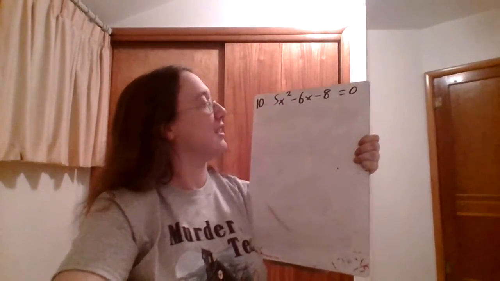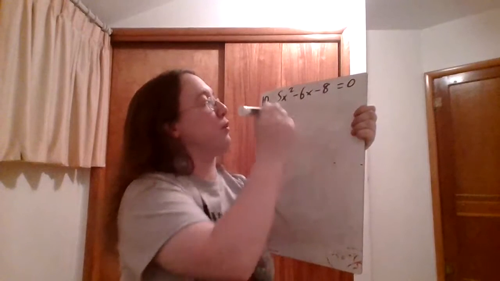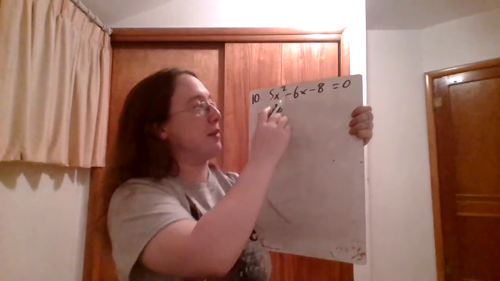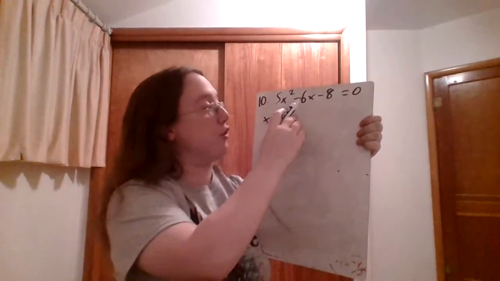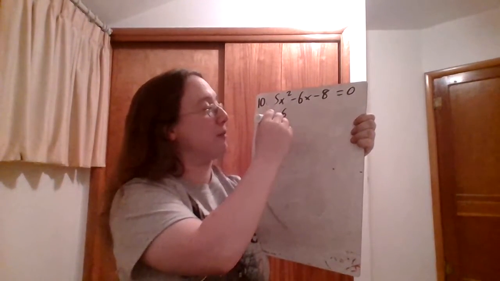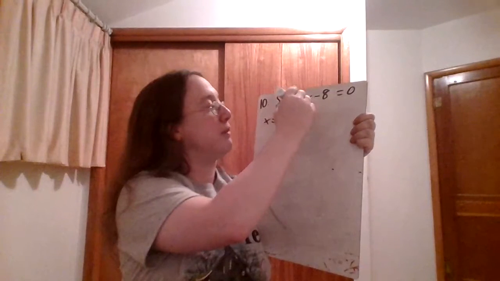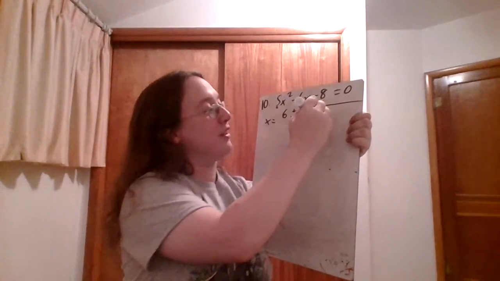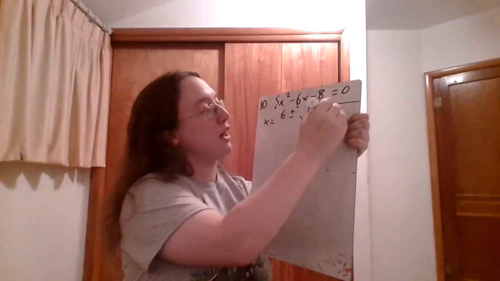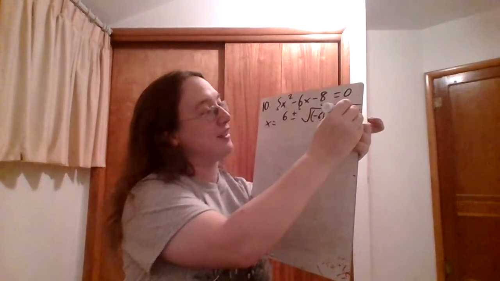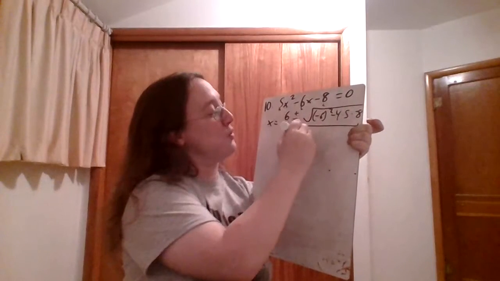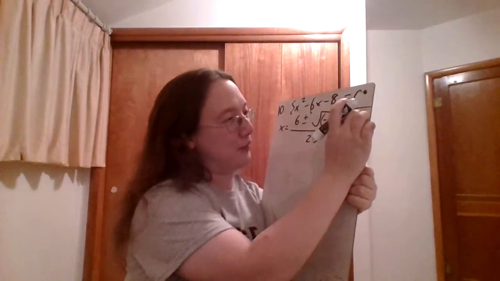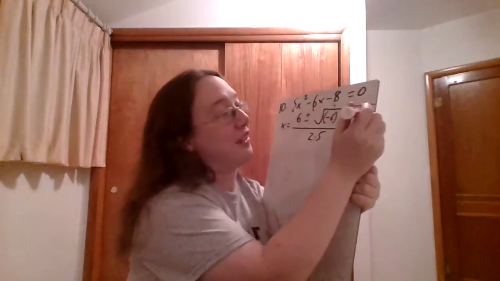Okay. So if we're quadratic formulating this, we've got x equals opposite b. And remember, this time it's positive because opposite b. So if b is already negative, it's positive now. So we got a, b, and c. Plus or minus square root negative 6 squared minus 4 times 5 times negative 8, all over 2 times 5. Alright, watch out for your negative. I'm going to make that right there so it's a negative.